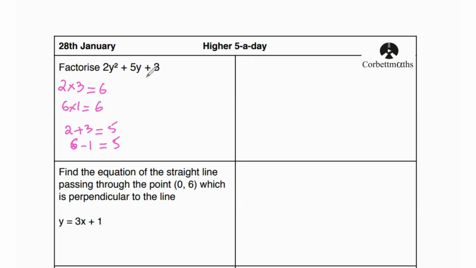If I start with 6 and 1, we have 2y squared plus 6y minus y plus 3. So if we compare the initial equation with the equation I've made, I've just replaced 5y with 6y minus y, because 6y minus y will also give us 5y. So we're just replacing it with the factors of 6, where the initial equation still doesn't change, because if we combine it, it's back to that one.